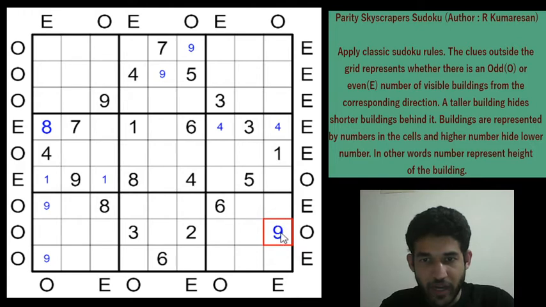Now we will make use of the 9s further. 9 cannot be in row 6. 9 cannot be in column 9. So 9 must be in one of these 3 cells in box 6.